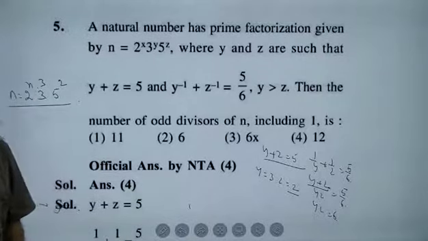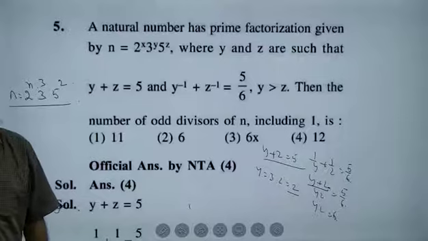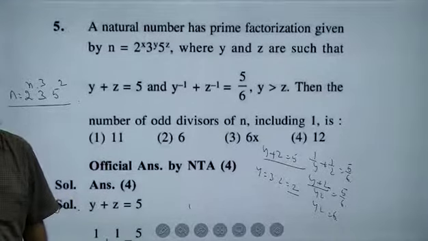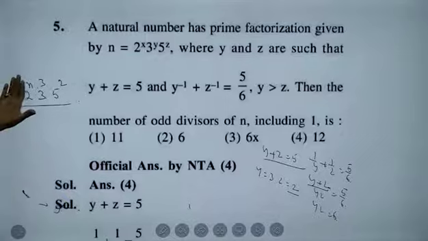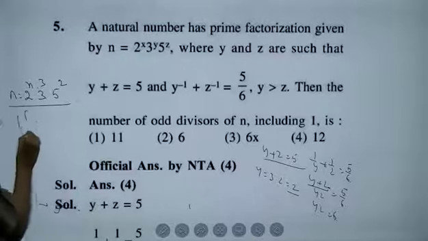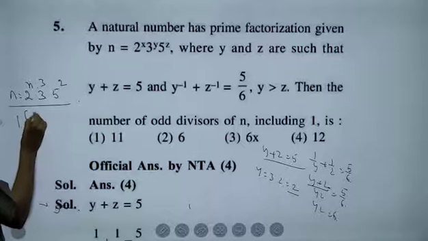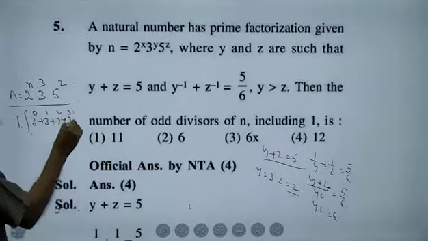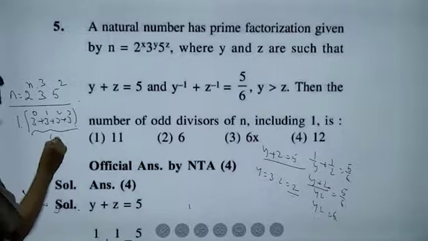See, in order to have an odd divisor, you cannot select 2. If you select 2, then it becomes what? Even. At least once 2 if you select, you will get even divisor. So don't select 2. So you can reject all 2's in one way. So don't select 2. Next. 3 can be selected either 0 times or 1 time or 2 times or 3 times. How many ways? 4 ways.